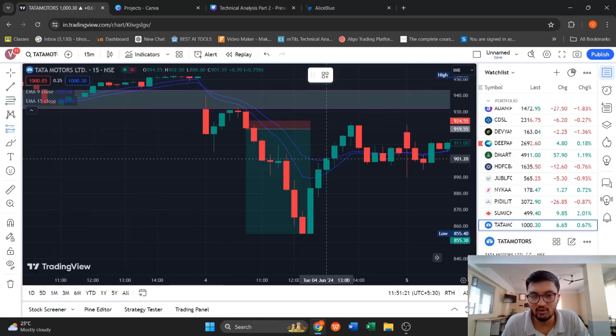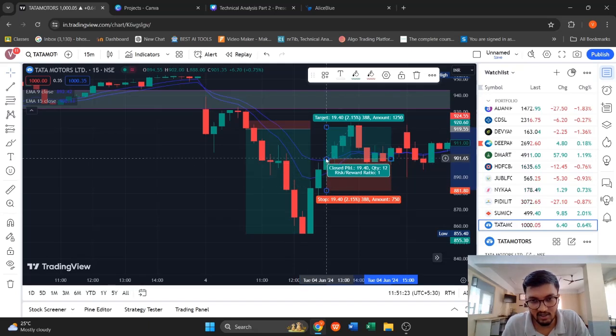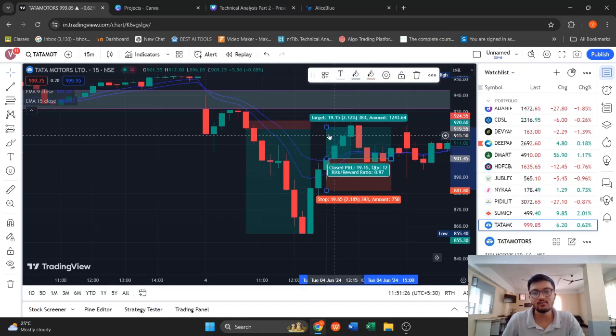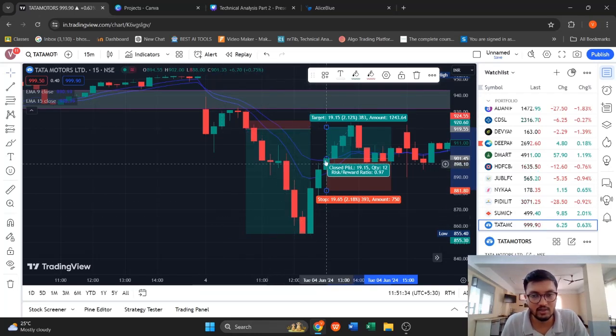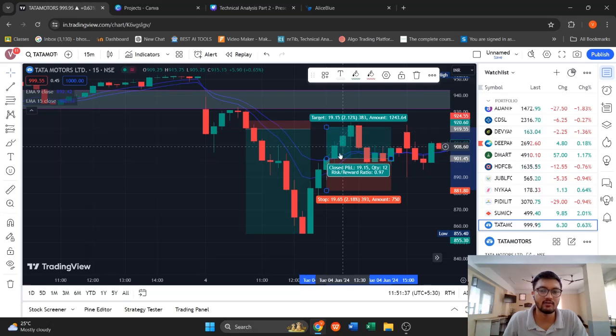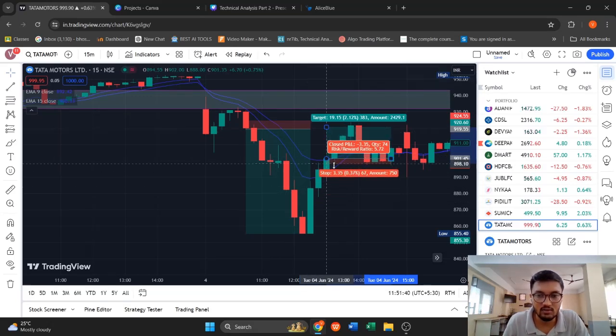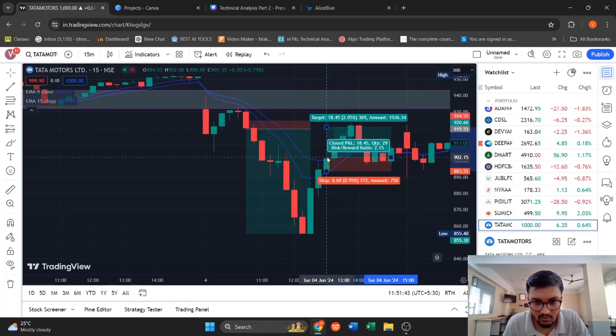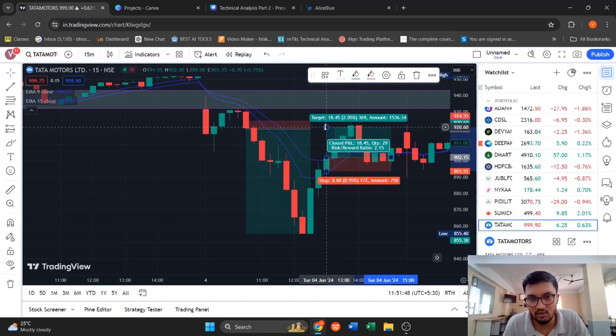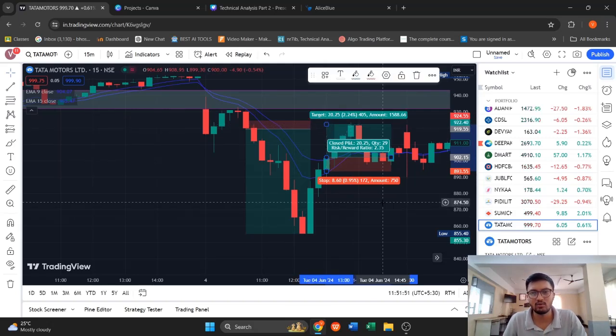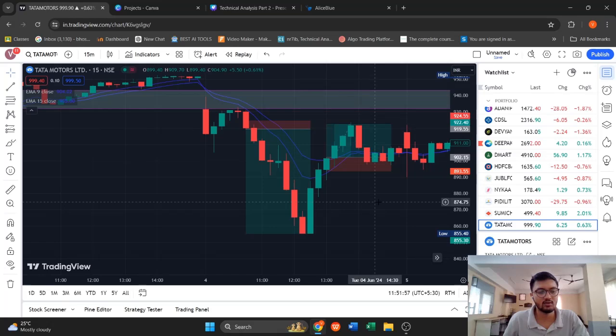I showed you all the patterns possible, just searched randomly. So three white soldiers appeared consecutively. After a negative pattern, there appeared to be three green candles consecutively, and you would have got this beautiful trade with a stop loss of 8 points and a target of almost 20 points. Risk to reward 2.3 to 2.35 to 1. And this is all about multiple candlestick patterns.